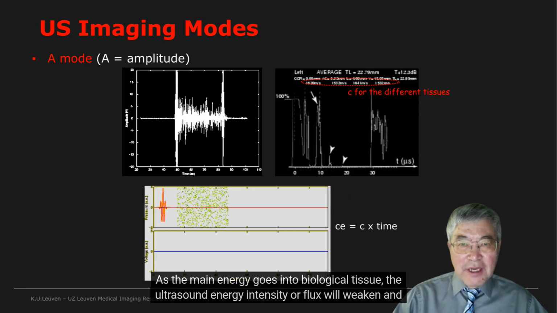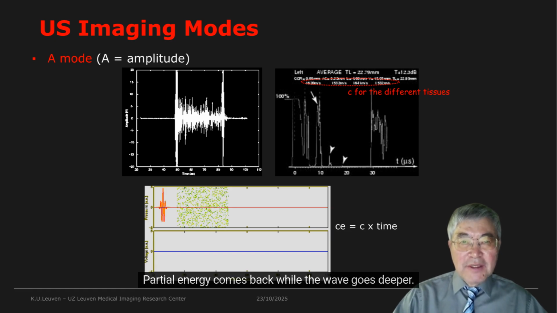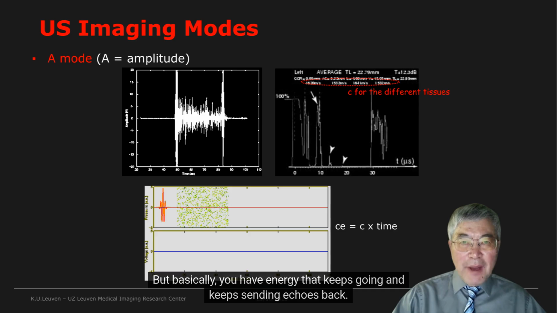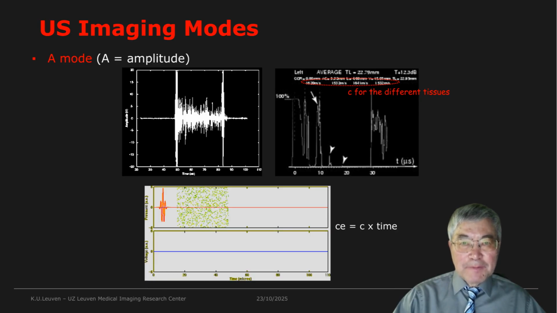As the main energy goes into biological tissue, the ultrasound energy intensity or flux will weaken and weaken. Partial energy comes back while the wave goes deeper. The energy is also subject to scattering and absorption. So this is a complicated process. But basically, you have energy that keeps going and keeps sending echoes back. This will be shown graphically in a video I will show you in a moment.